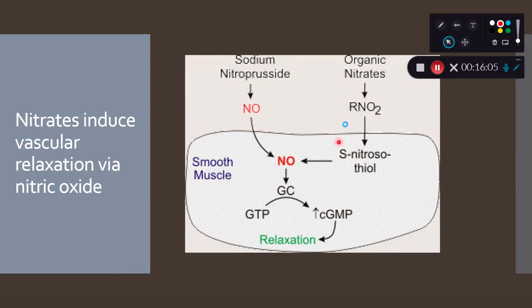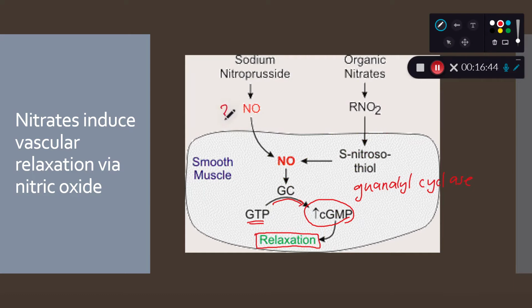When you add nitric oxide, the nitric oxide activates guanylyl cyclase. I'm not sure whether I spelt that properly, so don't quote me on that. Guanylyl cyclase converts GTP into cyclic GMP, and cyclic GMP interacts with the proteins that control actin and myosin interaction, and the result is that you get relaxation of the muscle.